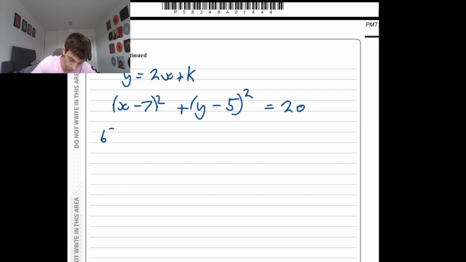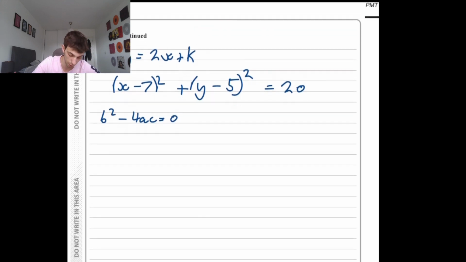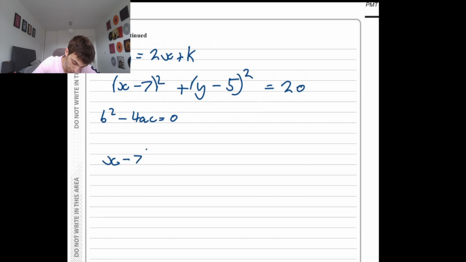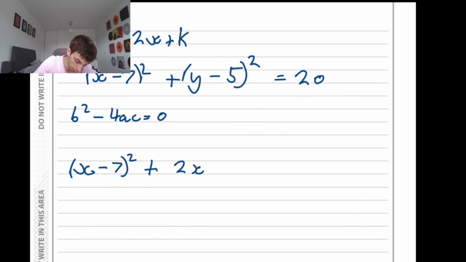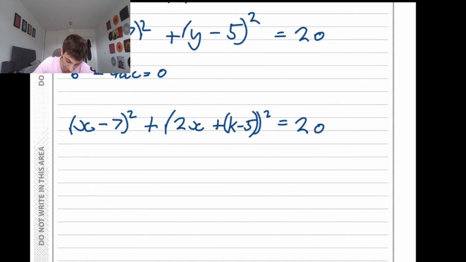So we know it's tangent to a circle, therefore b squared minus 4ac will be equal to 0 once we sub y equals 2x plus k into our circle equation. So let's do it. We have (x minus 7) squared plus, instead of y, we're going to have 2x plus k, so plus (2x plus k minus 5) squared. We're going to treat this k minus 5 as one constant value just to make our lives a little bit easier, equals 20. So let's expand out that (x minus 7) squared. So we have x squared minus 14x plus 49. Amazing. Then we have plus (2x plus k minus 5) squared.